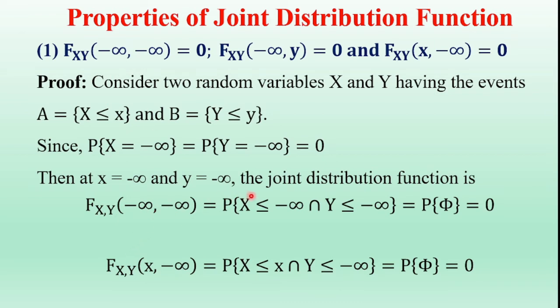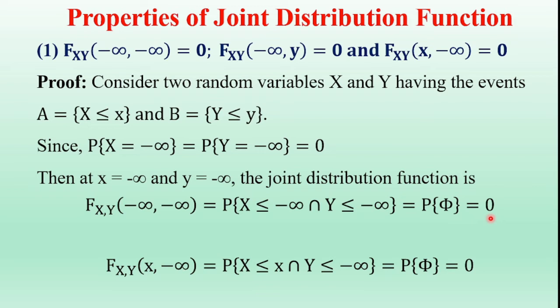Then therefore the joint distribution function is F_XY(minus infinity, minus infinity) is equal to probability of X less than or equal to minus infinity intersection Y less than or equal to minus infinity. So X less than or equal to minus infinity intersection Y less than or equal to minus infinity is the null set. So that is the probability of phi. Probability of the null set is 0.